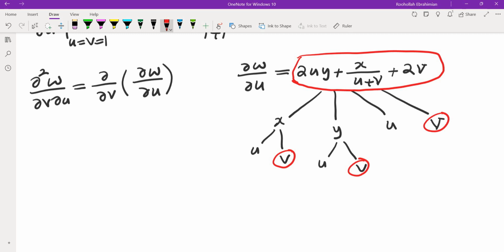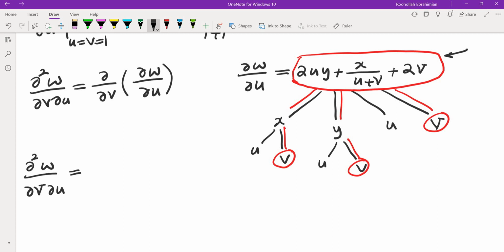Okay, so I have to go along these paths. This is the first one. This one is the second one, and this one is the third one. So second partial of w with respect to v and u is equal to, well, first we'll have to take the partial of this with respect to x. So what is partial of this with respect to x?